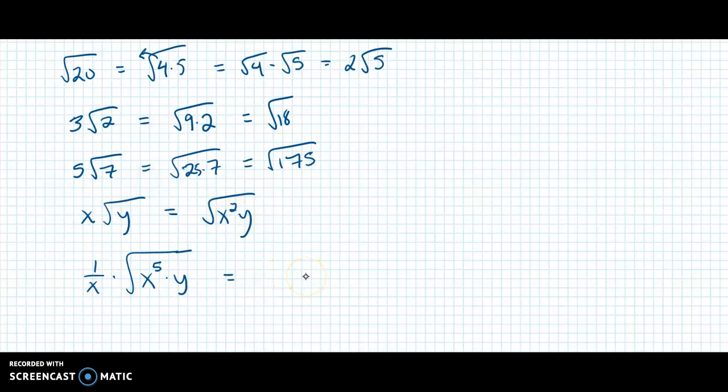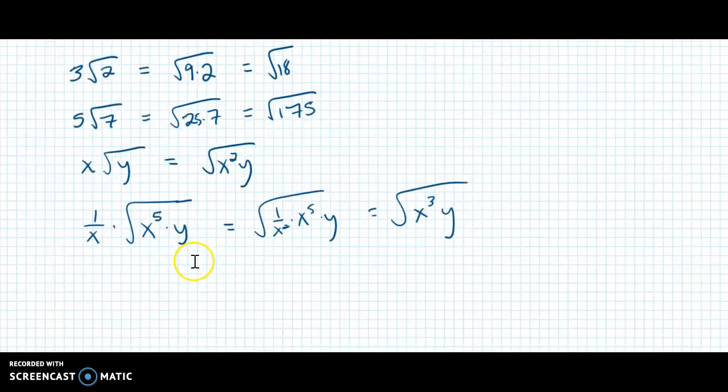Okay, well, I can move that 1 over x in. So that gives me root 1 over x squared times x to the 5th times y, which gives me root x cubed times y. Now, it's not nice. It's not nice at all, this thing, but it's definitely better than this, right? All the x's are contained in one little spot. So you will have to do this in the one that I'm going to give you right now.